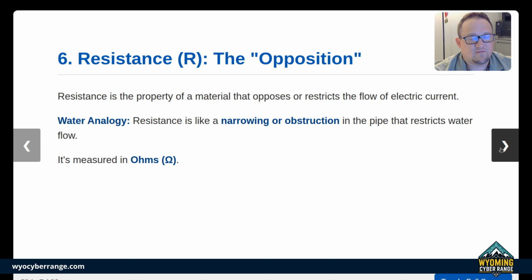Resistance itself is the narrowing or an obstruction in the pipe that will restrict the water flow. And we're doing the same with electricity. If I have 5 volts of electricity trying to come through, and I don't want 5 volts, maybe I want 3 volts, what I will do is add resistance to it, so that way only 3 volts of electricity comes out the pipe, comes down the wire. Okay.